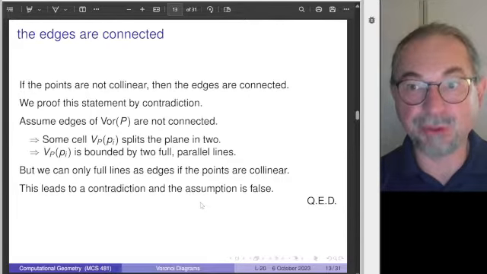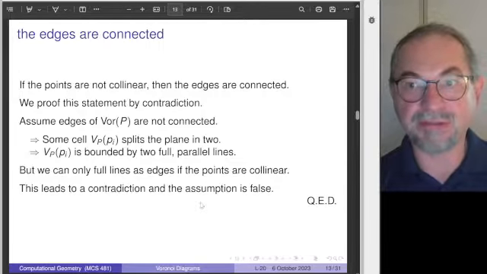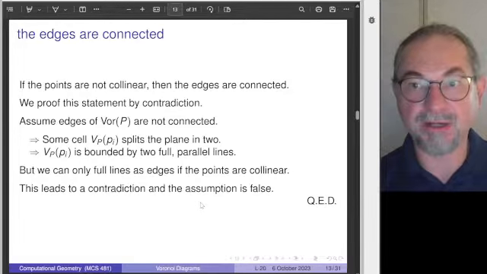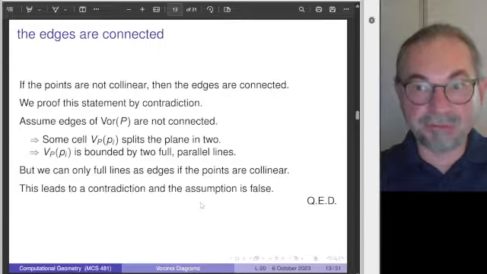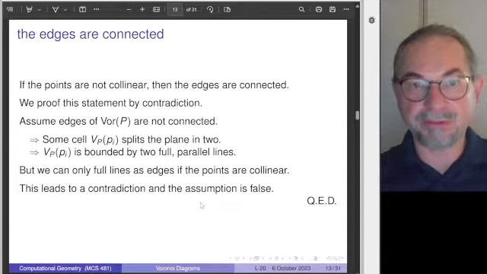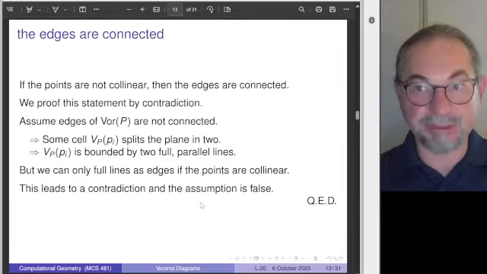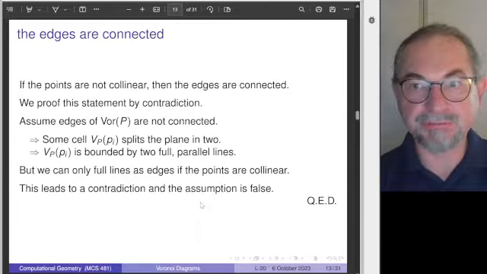So this is an important property of Voronoi cells and Voronoi diagrams for points that are not all on a line. So regular generic point configurations.